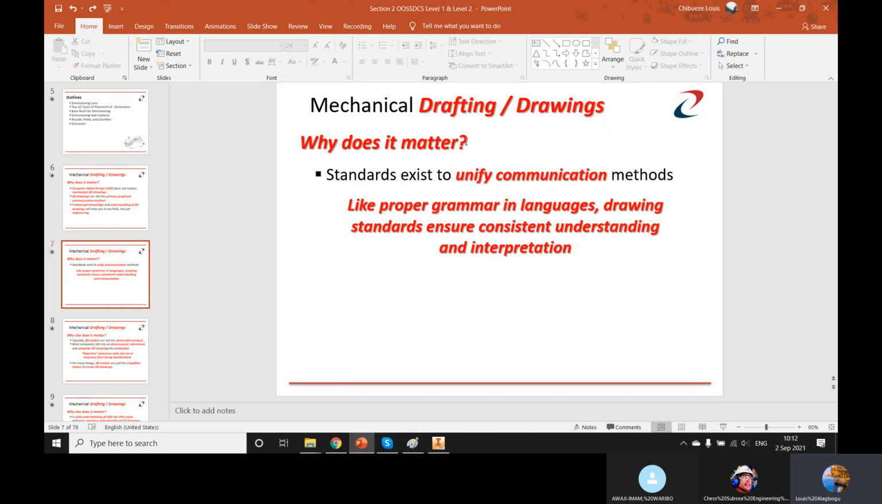So why does it matter? It's because of standards. These standards are set to unify communication methods, just like all the rules of the English language. That's why the standards of drawing matter. If you do a drawing, someone from another part of the world should be able to interpret your drawing. That's why we need to follow these standards in drawing.